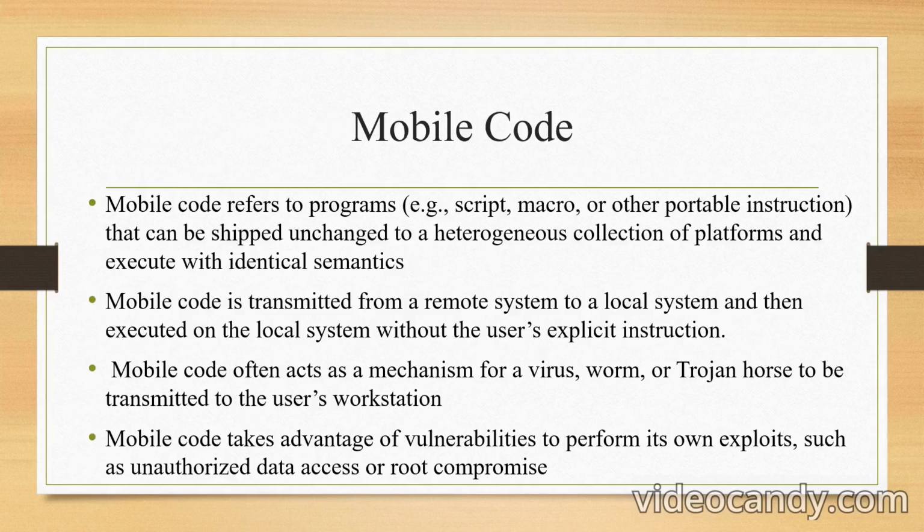Next one is mobile code. This is a program like a script, macro, or other portable instructions that can be shipped unchanged to a heterogeneous collection of platforms and execute with identical semantics. This code is transmitted from a remote system to a local system and then executed on the local system without the user's explicit instruction. This code often acts as a mechanism for a virus, worm, or Trojan horse to be transmitted to the user's workstation.